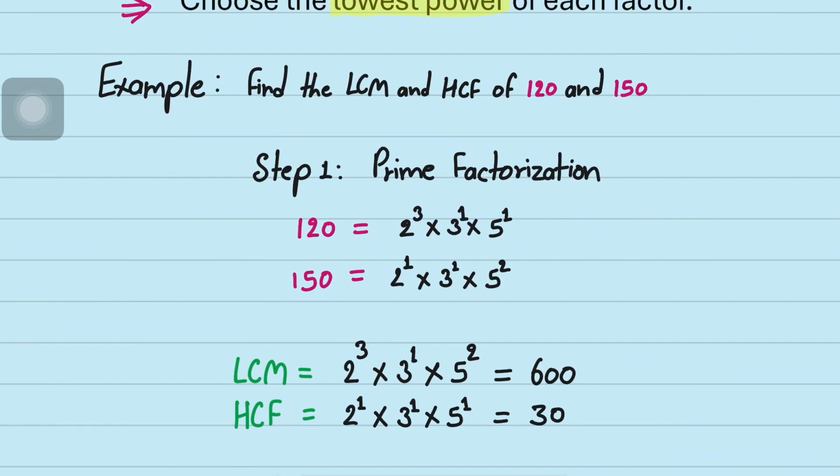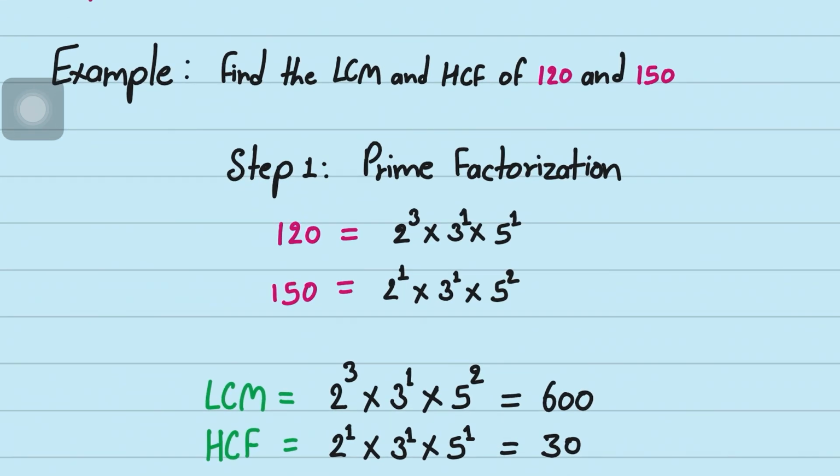Let's understand this by an example. The example question says, find the LCM and HCF of 120 and 150. There are two numbers. We have to find both LCM and HCF. Let's start. Step 1 is prime factorization.